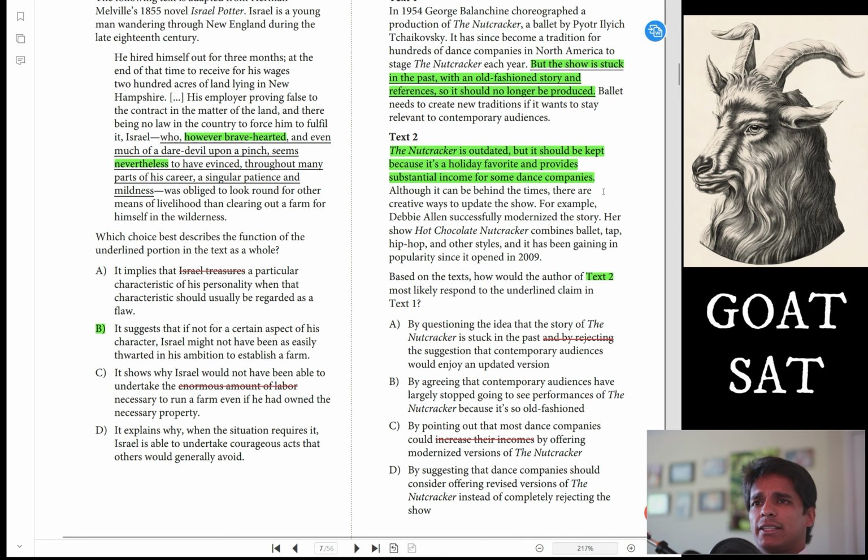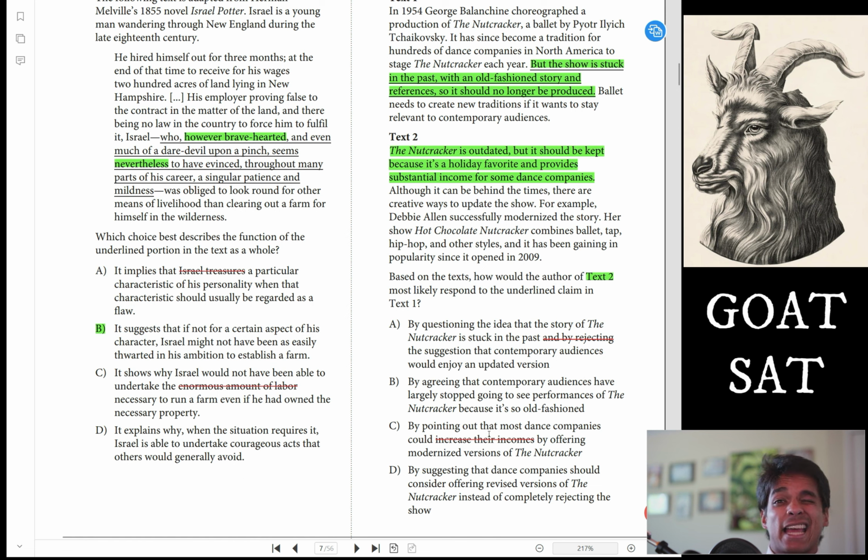Text 2 would not reject the idea that the audiences would enjoy an updated version because he supports that. He even gives an example. It can't be that. And C is almost tricky, but he doesn't specifically ever mention income. When they say these very specific words and mention things, even dance companies is dicey, but he does eventually say dance companies at some point. Like everything has to be addressed. He never says income. He never alludes to the actual money being made. He just said that audiences can enjoy it and dance companies can produce it. So it can't really be C.